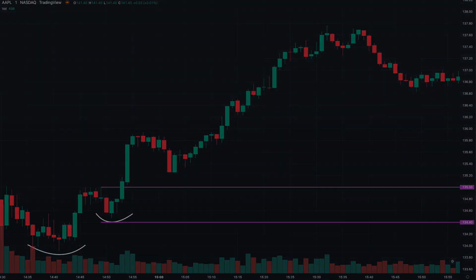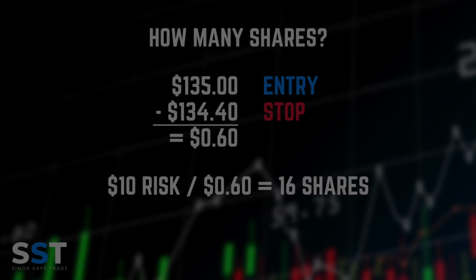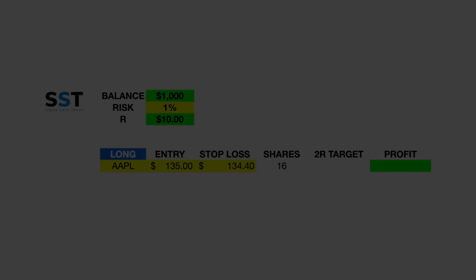So, if our entry is 135 and our stop is 134.40, then our risk equals 60 cents per share. Since our trade risk is $10, the number of shares we can purchase is equal to $10 risk divided by 60 cents stop loss, which equals 16 shares.